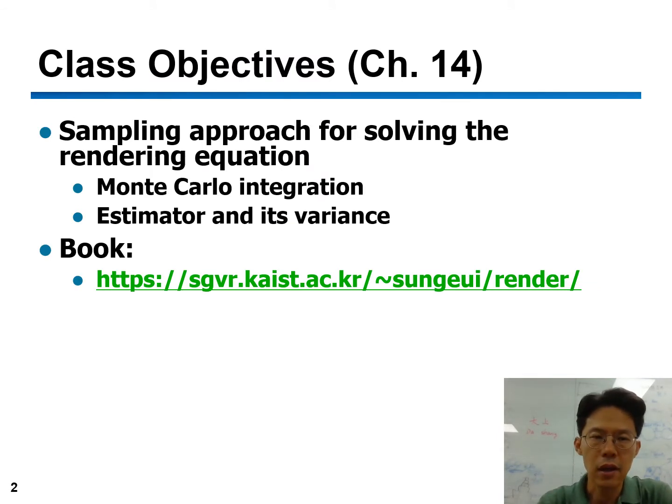I wish that at the end of this lecture, you can understand the sampling approach for solving the rendering equation that we talked about last time. As a sampling approach, we will talk about Monte Carlo integration, and then we will talk about this Monte Carlo estimator and its bias and variance. In this class, I will mainly talk about the high-level idea. If you want to know the details about this technique, I recommend you look further in my book.